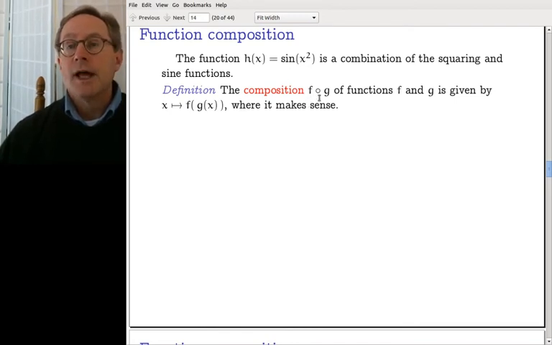The composition f circle g, I read that out loud as f circle g. You could read it as the composition of f and g, that's fine. The composition f circle g is given by the input x is associated with the output f of g of x, where it makes sense.